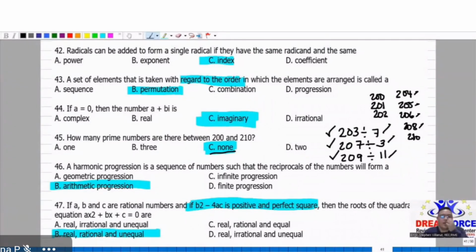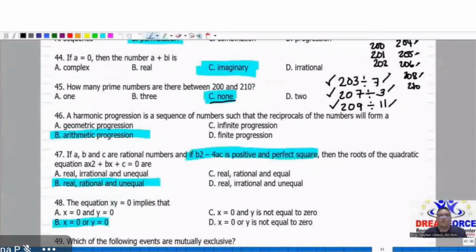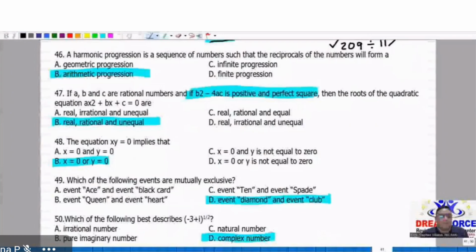Next, 46. Arithmetic progression, kabaliktaran lang ng harmonic. Next, 47. Real, rational, and unequal. So, from your algebra. 48. So, letter B. A is equal to 0 or y equal to 0. Alin man sa kanila ang mag-0. Okay? Next, number 49, mutually exclusive.